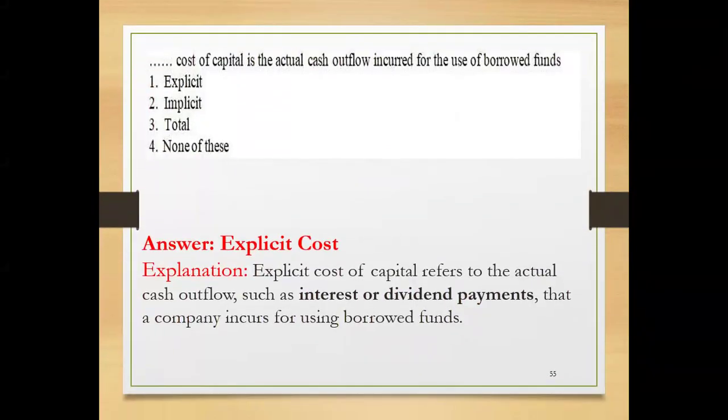Dash the cost of capital actual cash outflow incurred for the use of borrowed funds. Explicit, implicit, total, none of these. Explicit cost of capital refers to the actual cash outflow, such as interest or dividend payments that a company incurs for using borrowed funds. Whereas when it comes to the implicit cost, it is not a cash outflow. Suppose the owner is using his own building for his business, he is not paying rent for the building, that does not come under the cash outflow, whereas total cost, both explicit and implicit cost, is known as a total cost. So here the correct answer is explicit cost.